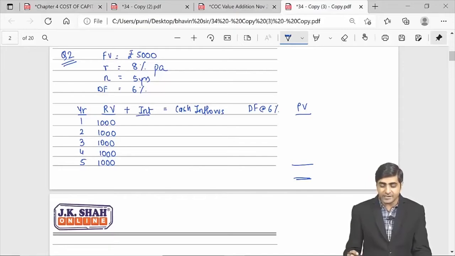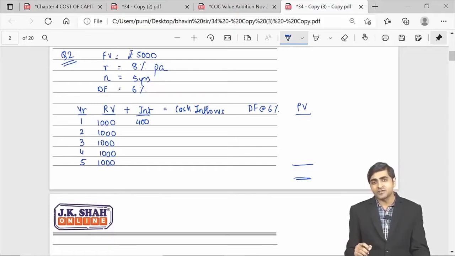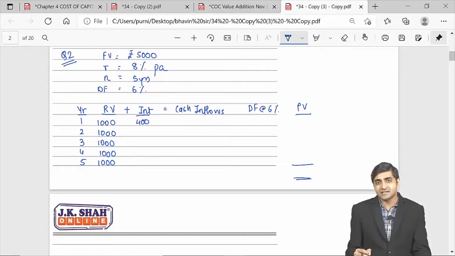So guys, to calculate your interest, just check. At the end of year 1, it will be 5,000 multiplied by 8%. So at the end of year 1, 400 rupees will be the interest that will be received by an investor. In the second year, you can just check that 5,000 rupees was the face value of the bond and 1,000 is already being returned by the company to the investor. So for the second year, the interest will be on 4,000 rupees. So 4,000 you multiply that by 8%, you will be getting 320.